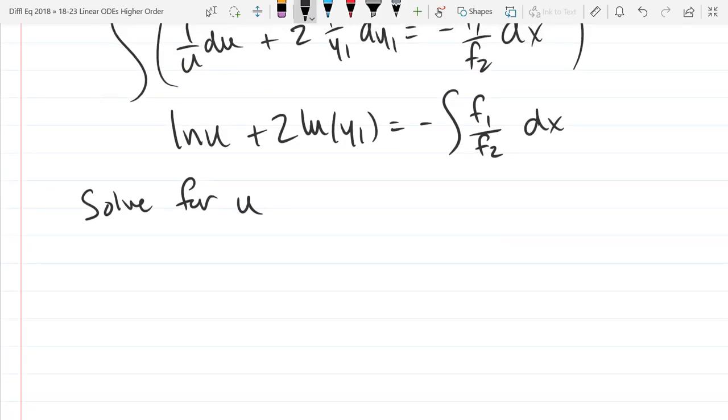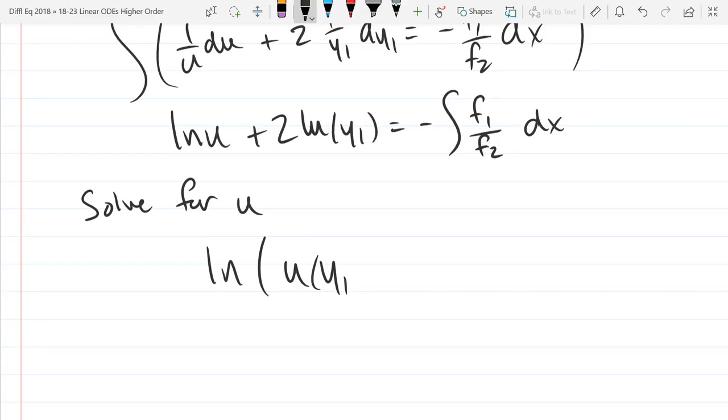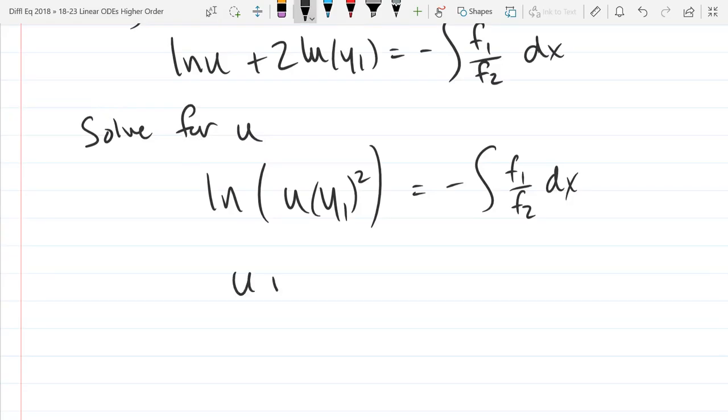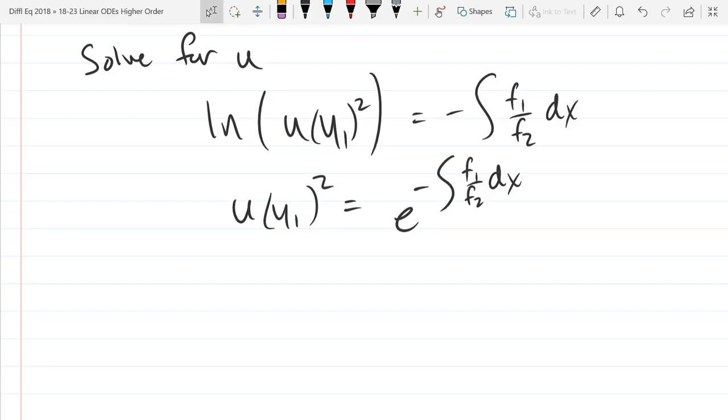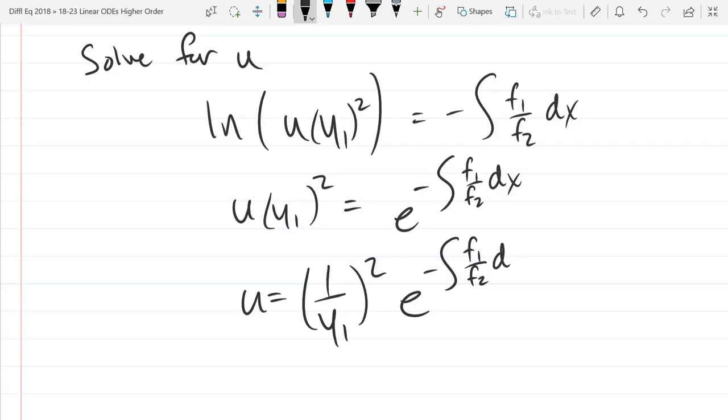So I see addition outside of a natural log is multiplication inside. So this gives us ln of u times y1 squared. That 2 ln y1, you just move the 2 in as a power. And now ln inverse both sides. And then divide by y1 squared. So there we go. That is u.